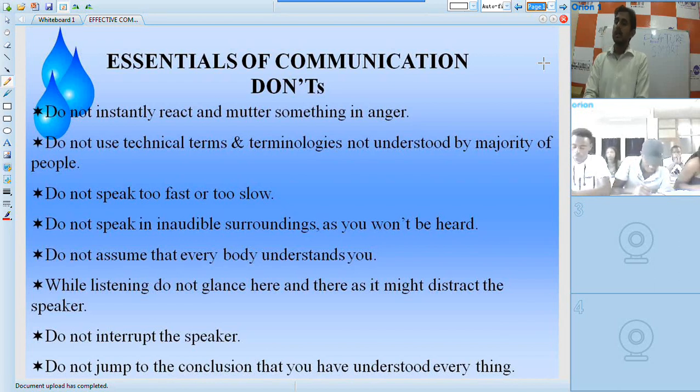And never assume that what you said is understood by everybody, or that the things you have conveyed are understood. Never assume that what you are conveying or saying is understood properly by everybody.